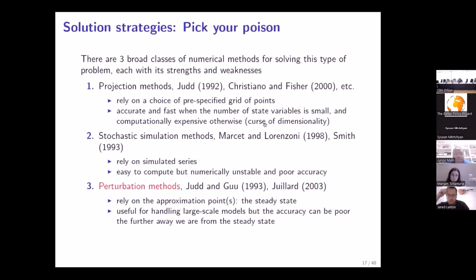Okay. So how do we solve those models? Essentially, there are 3 broad classes of numerical methods for addressing this type of environment. One can use projection methods. Projection methods will rely on a choice of pre-specified grid of points. They tend to be accurate and fast when the number of state variables is small, and computationally prohibitively expensive when the number of state variables increases. We can solve these type of models using stochastic simulation. Stochastic simulations are going to rely on simulated series. They're easy to compute, but numerically unstable and have poor accuracy.